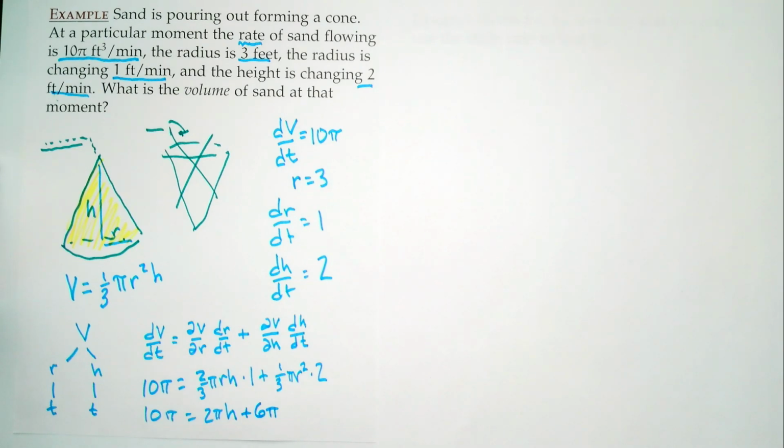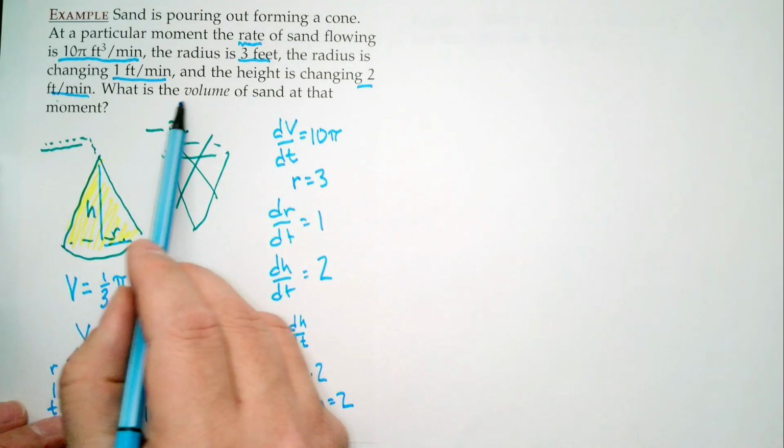What can we do? We can solve for h. So, for example, if I subtract 6 pi, that would be 4 pi equals 2 pi h. So what does that say about h? h equals 2. So it turns out we were able to use rates to help us solve for the variables. Now, is that our final answer?